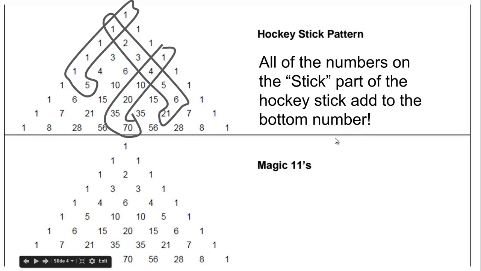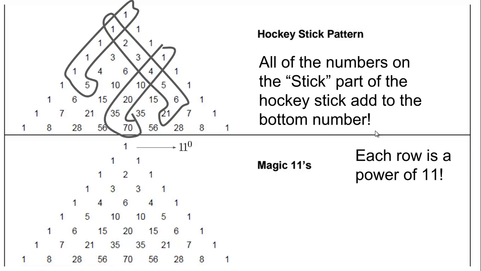Magic 11, this one's probably my favorite one, although it's maybe the least useful. Every row is a power of 11. So 1 is 11 to the 0. 1, 1 is 11 to the 1. 1, 2, 1 is 11 times 11. 1, 3, 3, 1 is 11 times 11 times 11. 1, 4, 6, 4, 1 is 11 to the 4. And so on and so on, when you push it together.